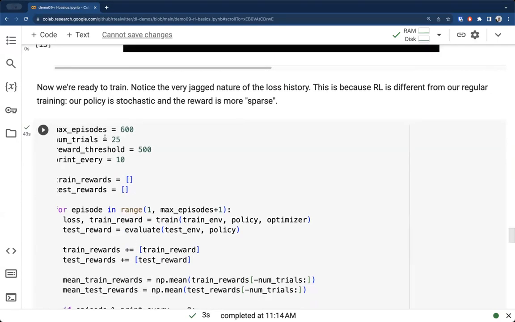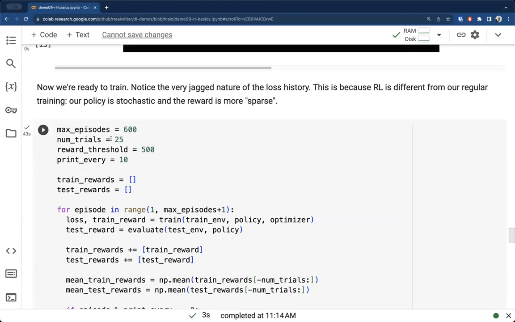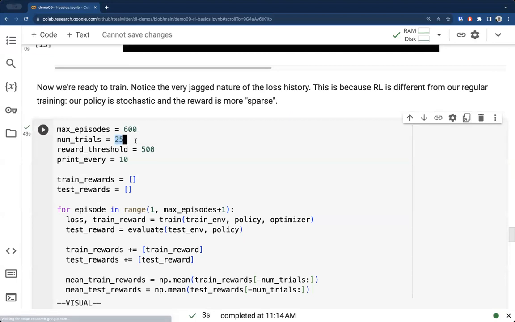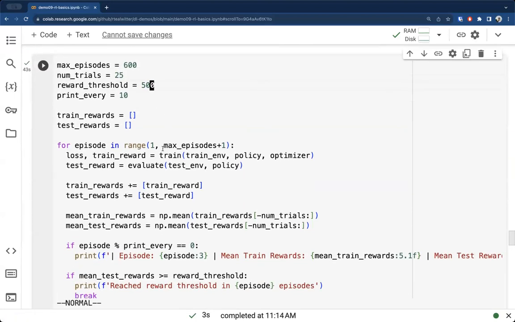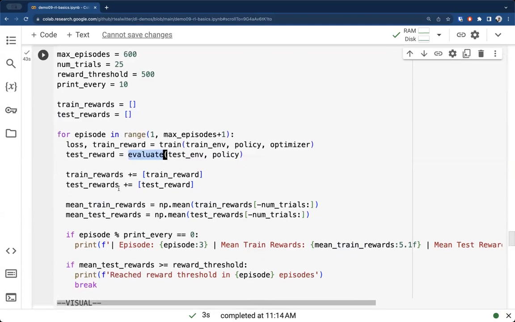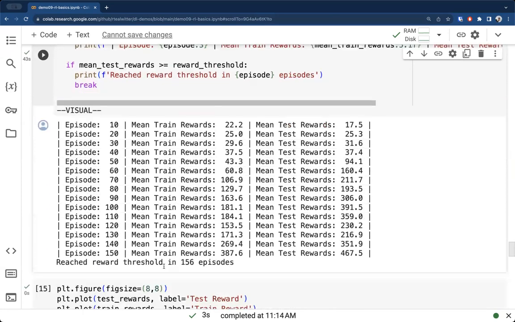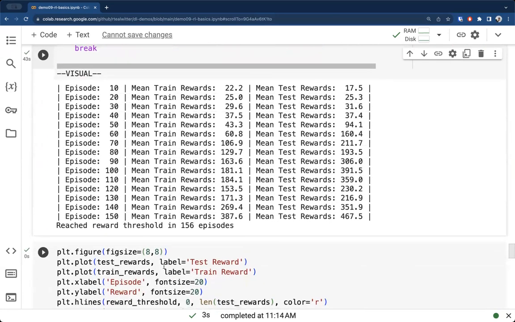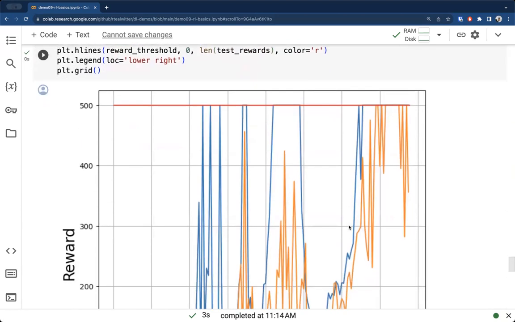Now we're ready to train. We'll run it for 600 episodes, and each time I think we'll allow 25 different trials. And then if we get this amount of reward, then we'll stop. We'll run the training code and the testing code, and we'll keep track of both of these and then plot them over time. In this case, amazingly, we actually do quite well.